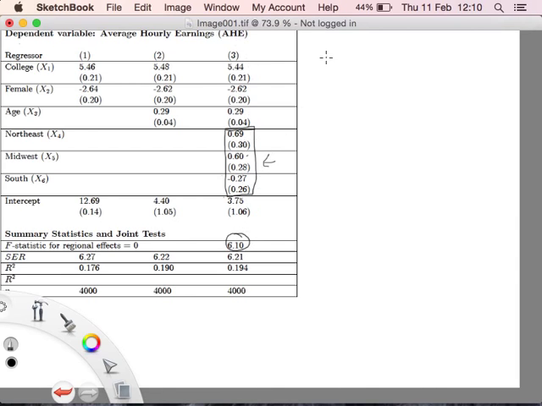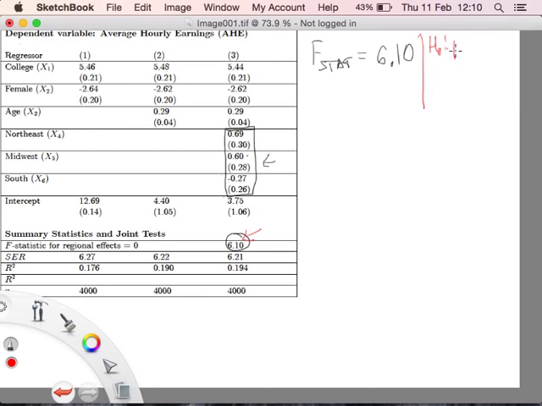For this model, with 3 restrictions, you have F-stat 6.10. You know where I got this from. It's given already in the table. And notice it says F statistic for regional effects being equal to 0. So the null hypothesis for this F is this. Any statistic that you calculate should be based on a hypothesis, right?